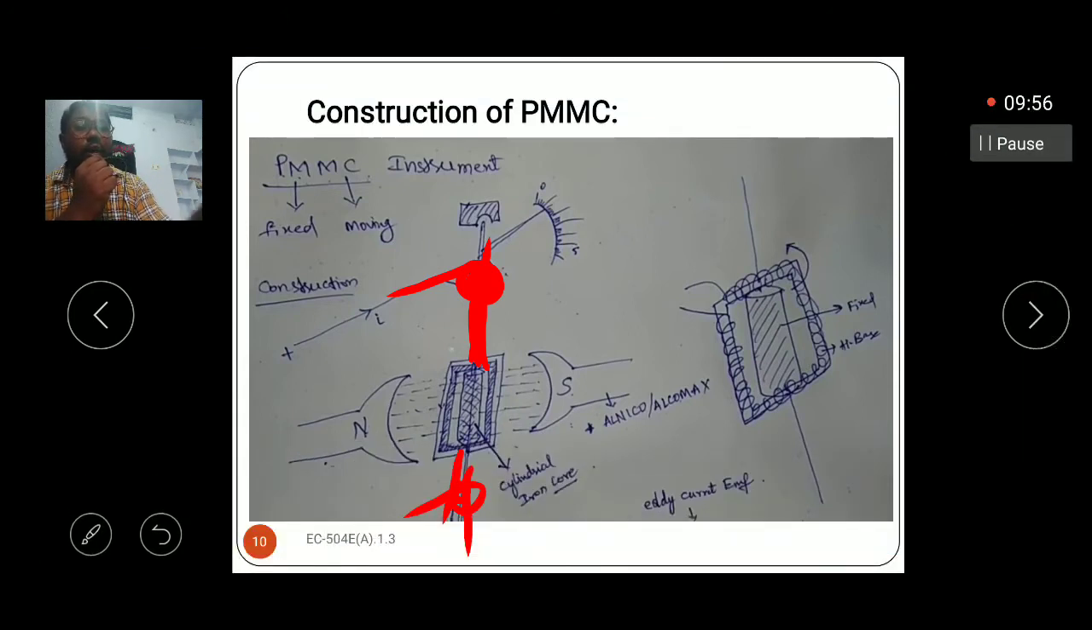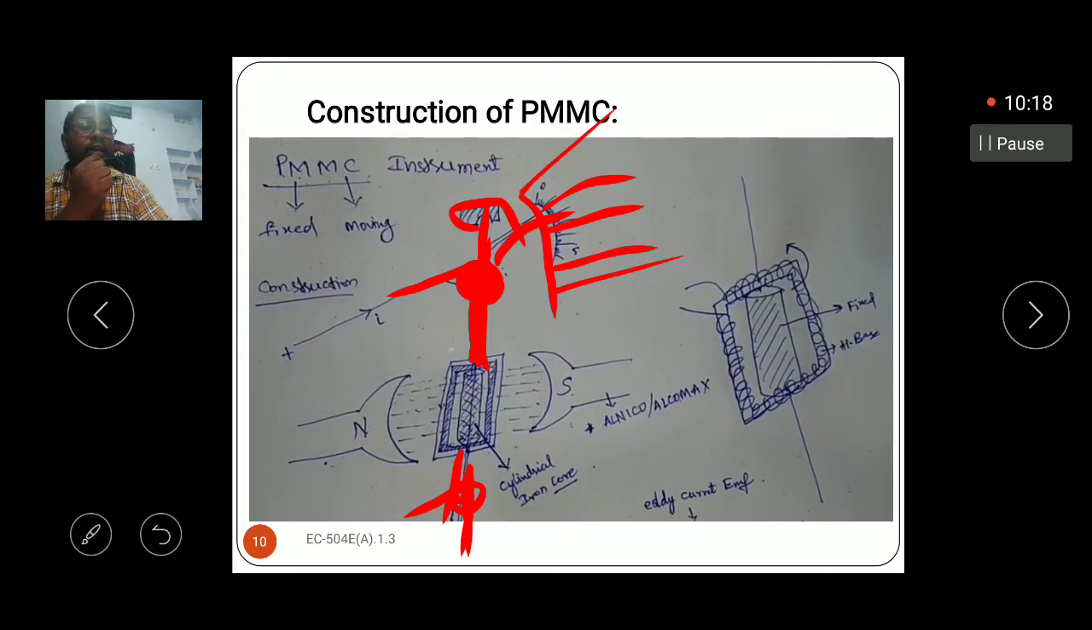Along with this we are having one spindle. At the ends of the spindle we are using jewel bearings, at both the ends. To the spindle we are connecting a scale, which we use for the deflection.